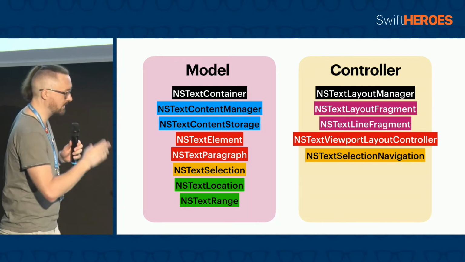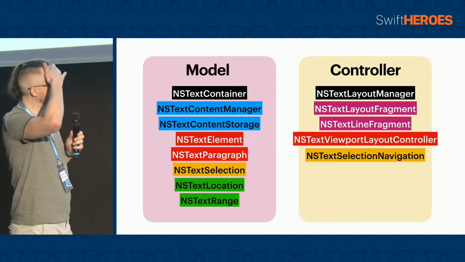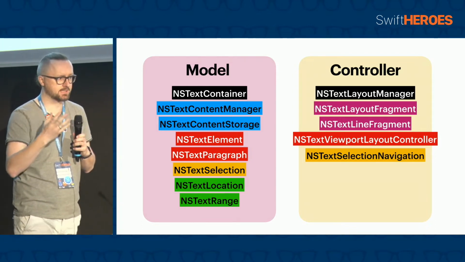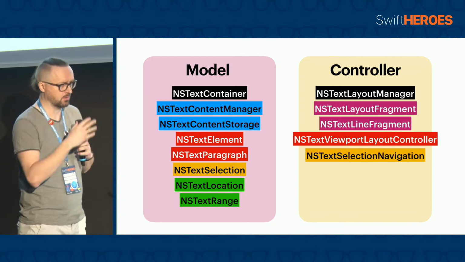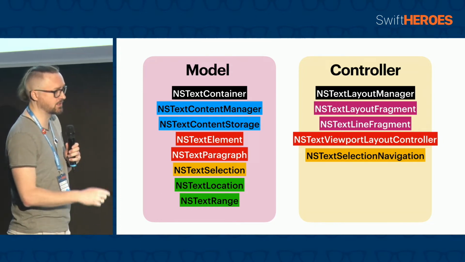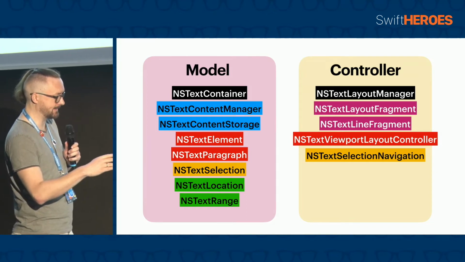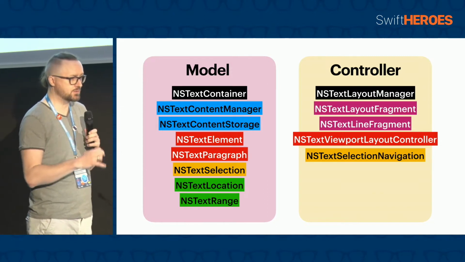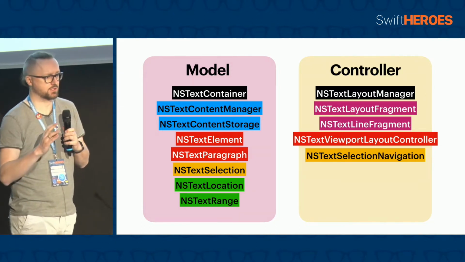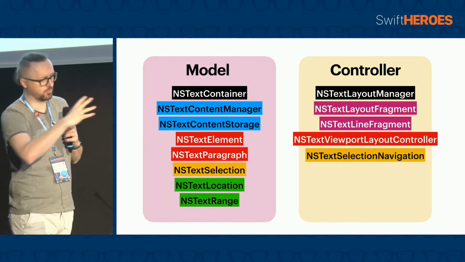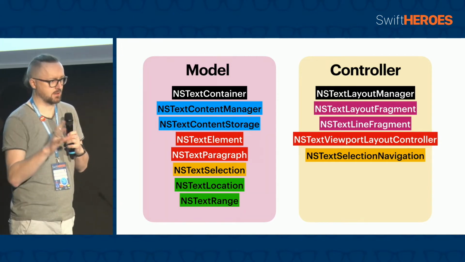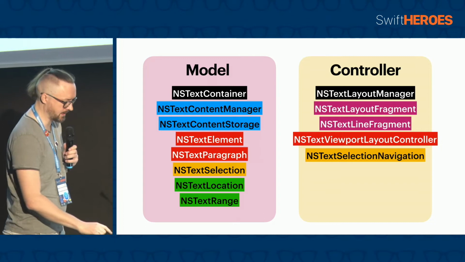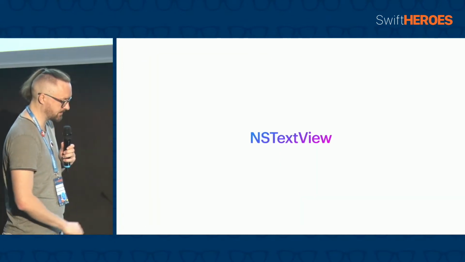Viewport layout controller. This is new. Viewport is, what does it say? Viewport: piece of canvas that is visible and where we draw layout text. And NSTextSelectionNavigation. This is an awesome class. This class provides a very intuitive and very useful API to manage all kinds of selection. Whether you want to select a word, move to the end of the line, something. There's a very straightforward API. You just use that and it will return the range or the selection.